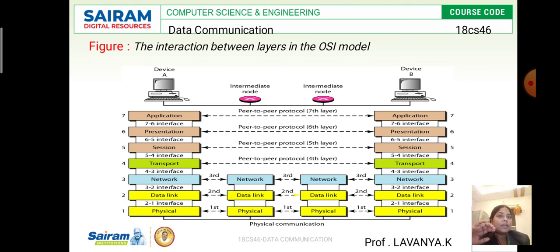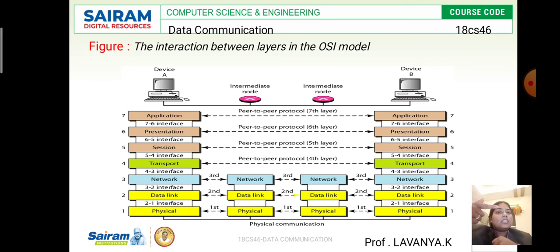Then what is the simplex mode? The simplex mode is where the data travels in only one direction, from sender to receiver. That we call the simplex method. Then what is the half duplex method? In the half duplex method, the data travels both ways, which means it is two-way communication.